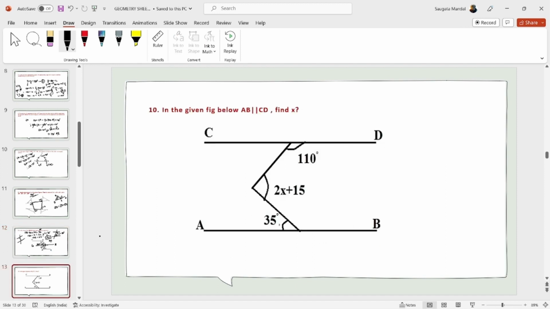Now move to the next question. Question number 10. In the given figure below, AB is parallel to CD. Find the value of x. In the same way, we draw a parallel line to CD and AB.